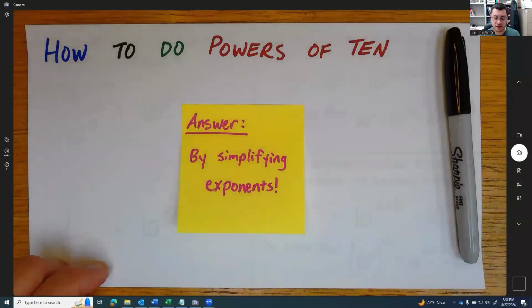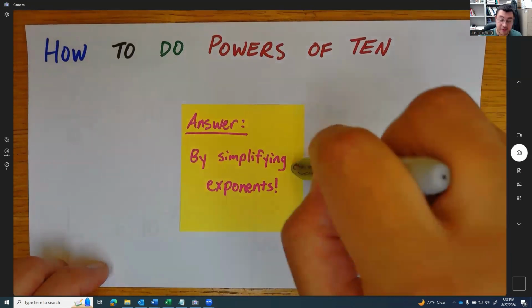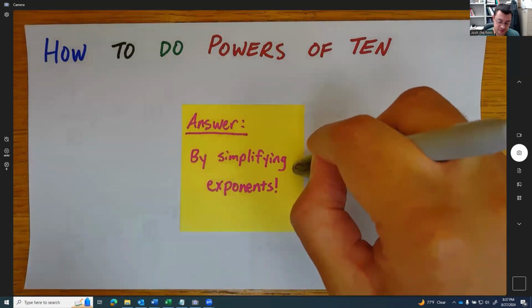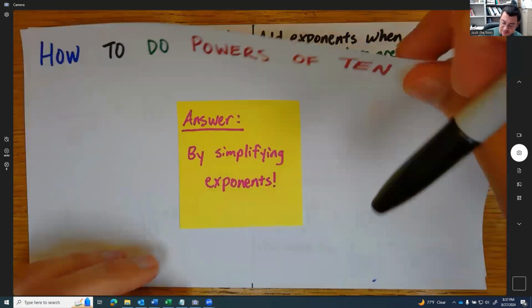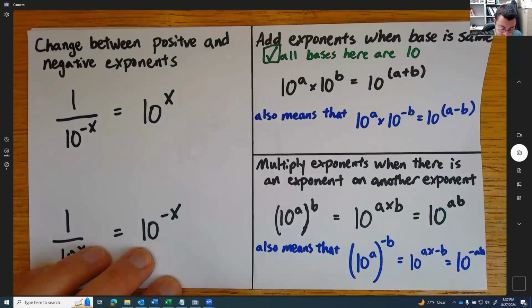Hey, so we're going to show how to do powers of 10. The real idea here is we're just simplifying exponents. So everything that we're doing with these powers of 10s, we're just following the same rules of simplifying exponents. That being said, we're just going to be working with a base of 10 today since this is a powers of 10 video.